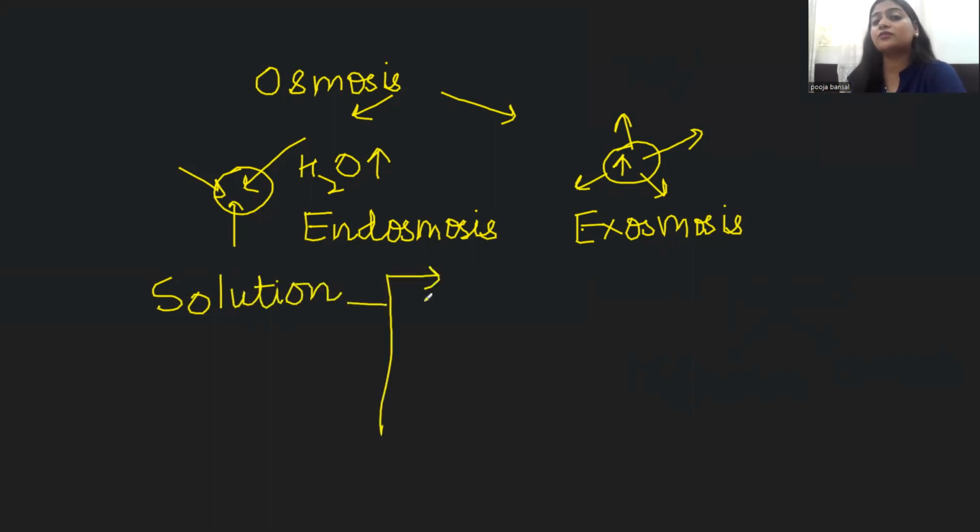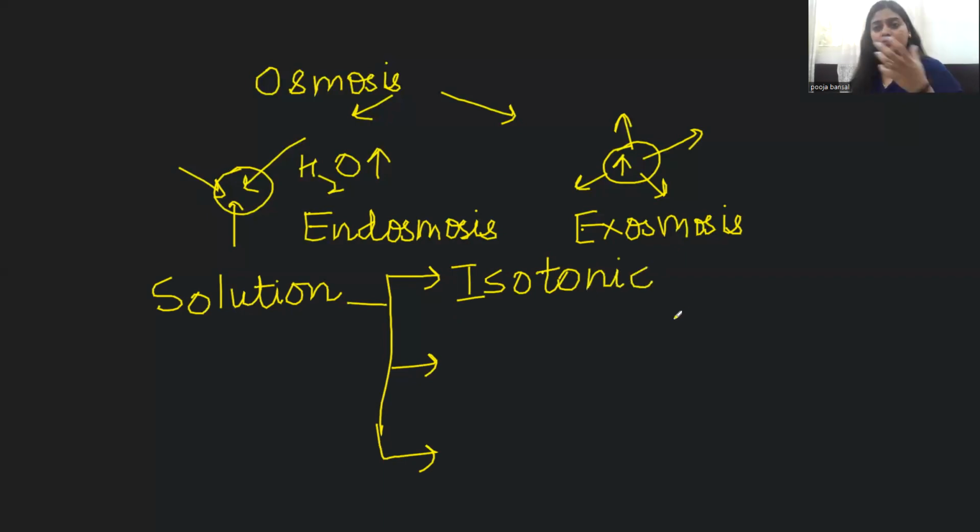We can further classify solutions. How can we do that? Now see, first we talk about isotonic. What is this isotonic? Suppose you have taken RBC cells, and these are floating in a 0.9% salt solution. 0.9% is the concentration of the salt solution.